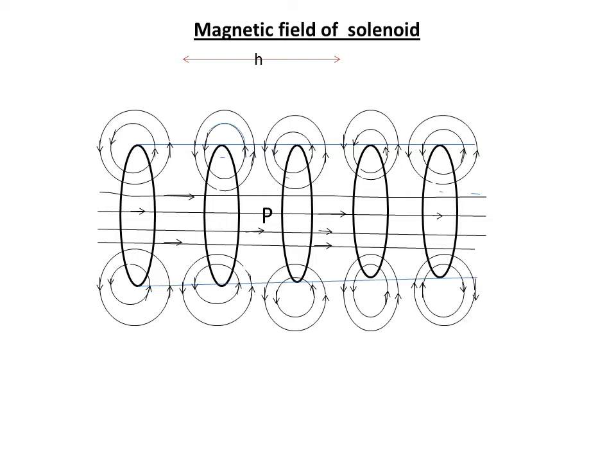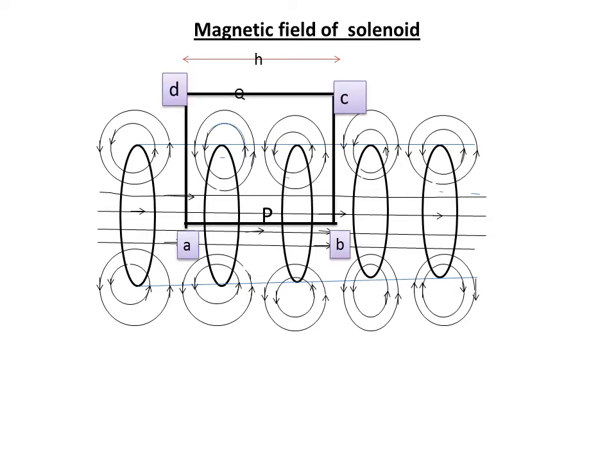Now, we are going to find magnetic field at a point P inside the solenoid. For that, we have to draw an Amperian loop through P. So, this is our Amperian loop ABCD. AB passes through the point P. Now, the length of AB and CD is h. Now, we are going to apply Ampere's circuital law to this Amperian loop.